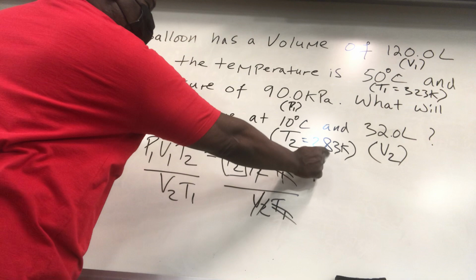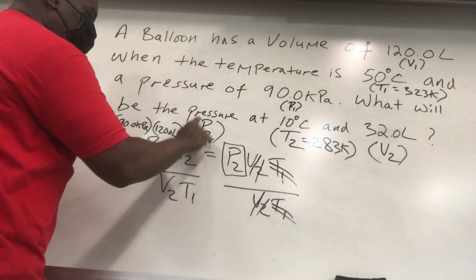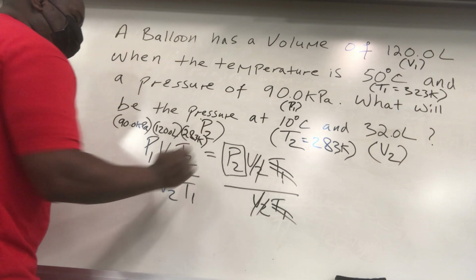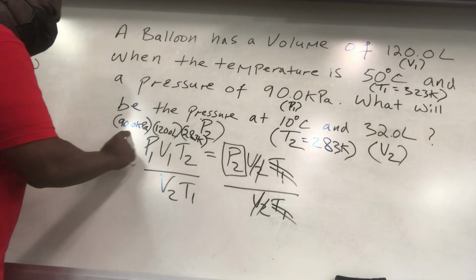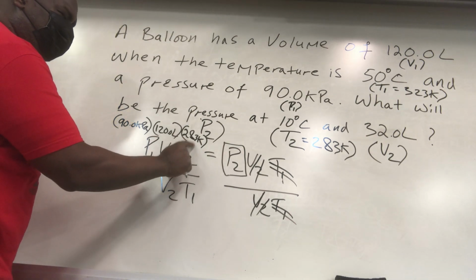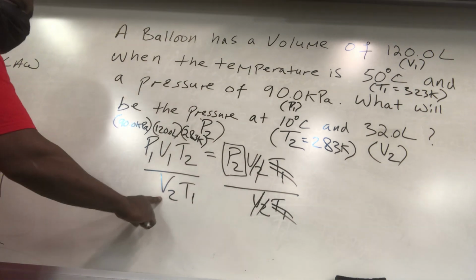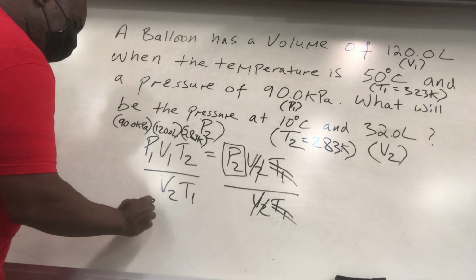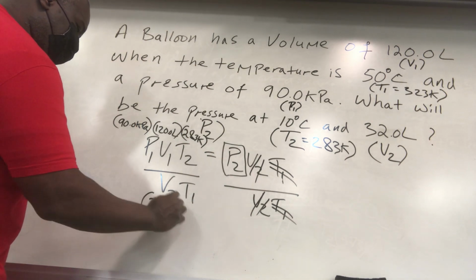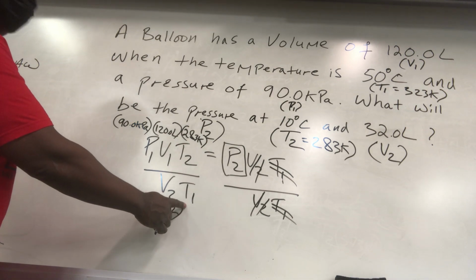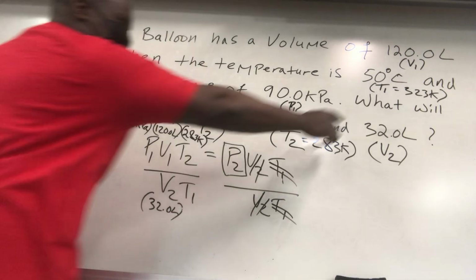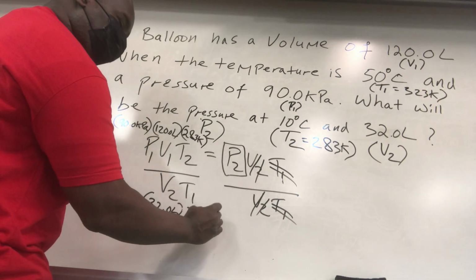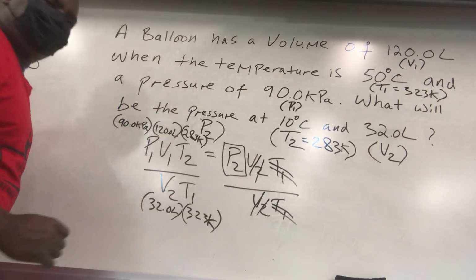So what's T2? T2 is 283. So we're going to put 283 Kelvin there, bam. So we got our 90 kPa, 120 liters, and 283 Kelvin, our T2. V2, the second volume, is 32 liters. So we're going to put that there, bam, and our T1, our initial temperature, is 323, bam, 323. All right, let me go grab my calculator, and I'll be back.